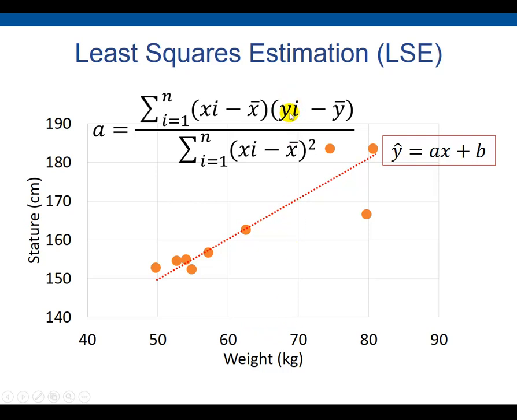And yi is the same concept, i goes 1 to 9. So y1, y2, y3, y4, y5 increases, minus y bar. So y bar seems like somewhere here, 170. And then divided by the sum, i goes 1 to n equals 9, of xi minus x bar, in this case squared. That is A. Once we find A, then we can calculate y bar minus A x bar equals B.